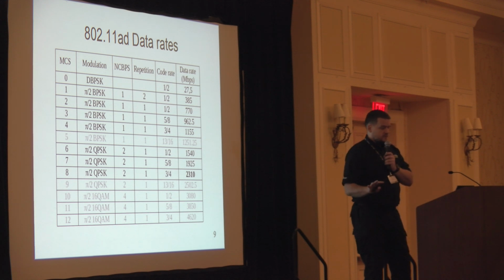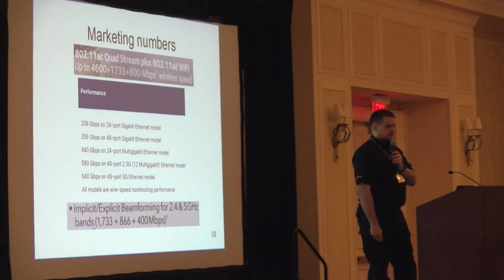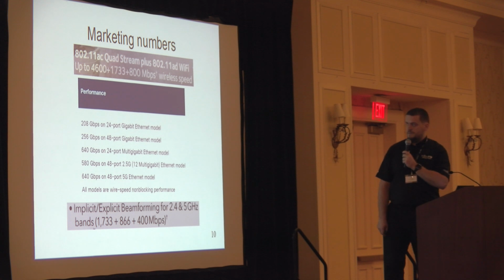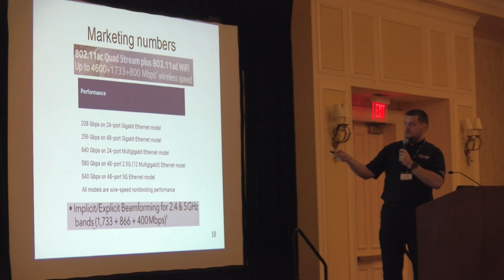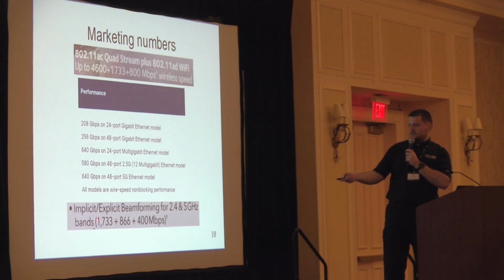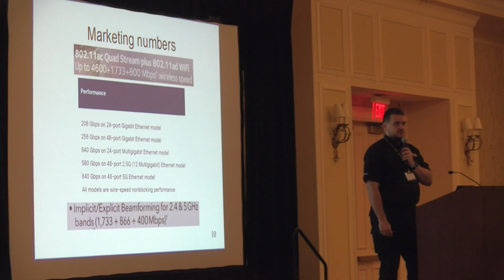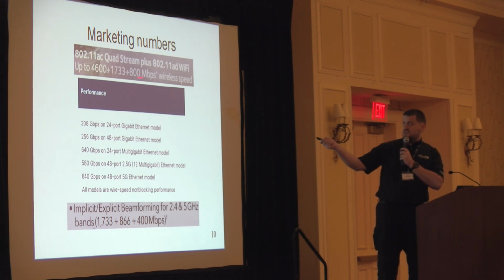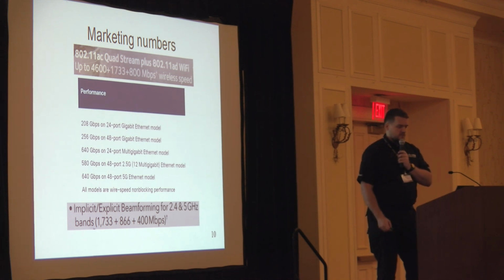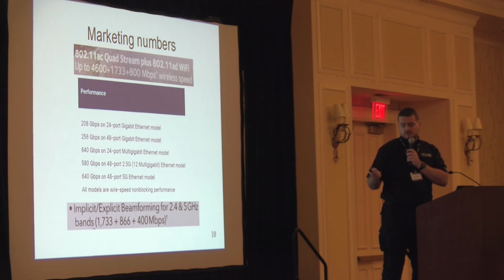So why I'm showing you this: most of the clients, when they take a look at other manufacturers' boxes, see these things written on them. So, AC quad stream plus AD Wi-Fi up to 460 wireless speed. Another box says something similar. Beamforming with 2.4 and 5 gigahertz, and you see some of these, and so on. Of course, if a newbie just purchases a device, they expect to see the resulting sum of these numbers. So what are those numbers?